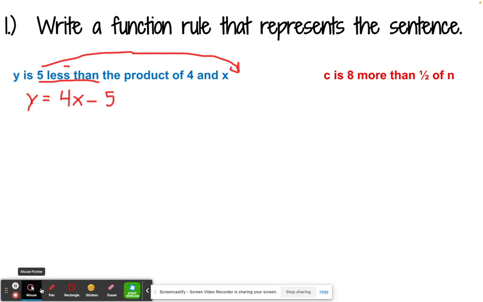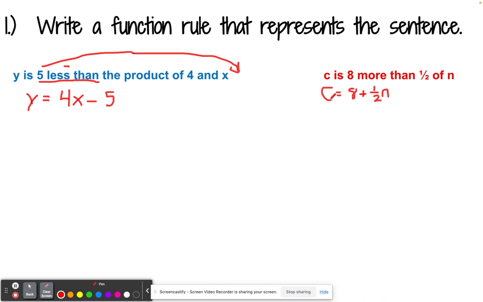Let's try our next one. C is equal 8 more than half of n. So we know more than is adding, and we're talking half of n. So you could do 1/2 n.